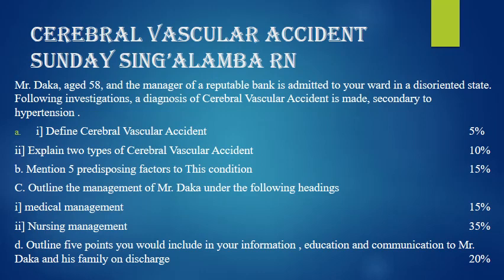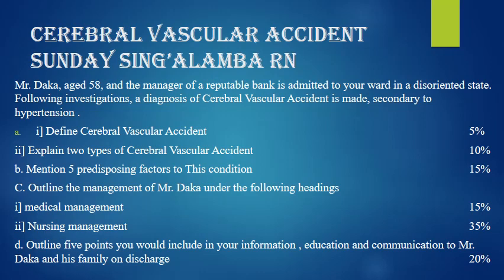Then the other question, which is question B. Question B was asking us to mention 5 predisposing factors of this condition. Yes, marks allocated 15%. So the question has asked us to do what? To mention. So what are those predisposing factors of cerebral vascular accident? We have age. CVA is common in individuals that are over the age of 60.